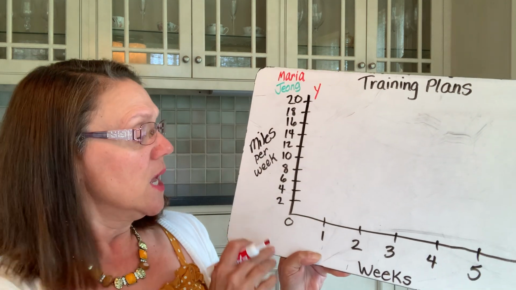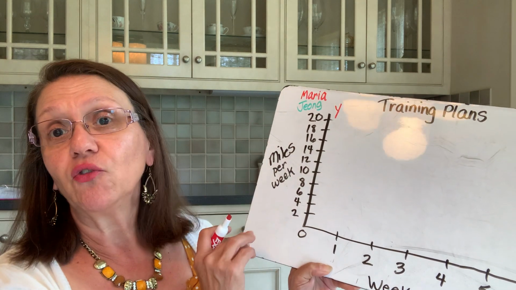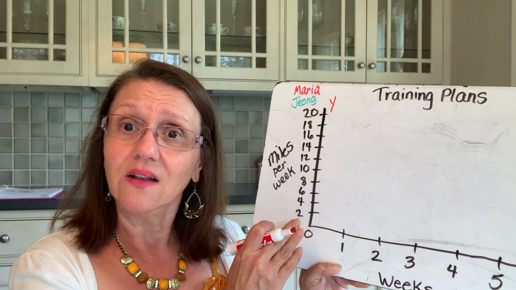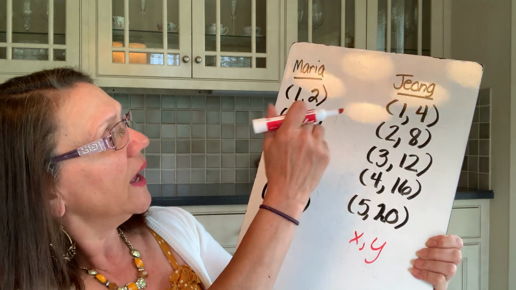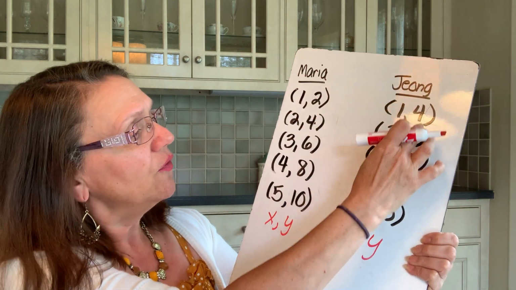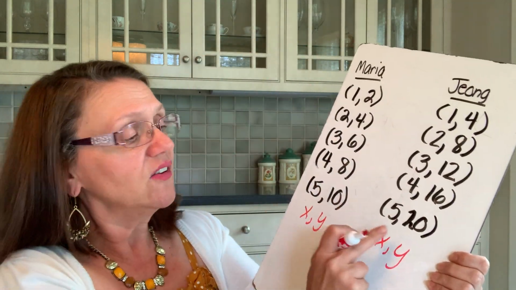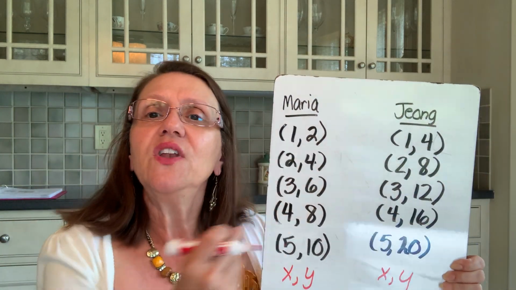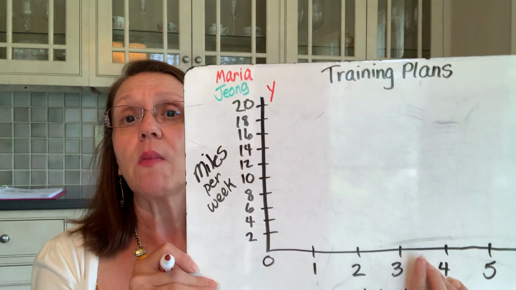That'd be good. For my y-axis, I'm going to graph the miles per week that each of these two people run. To decide what kind of scale, once again, I go to my data and I see we have 2, 4, 6, 8, 10, 4, 8, 12. So my lowest one is 2 and my highest one is 20. So my scale should go from 2 to 20. They're all even numbers, so it would be okay if I count by 2s. So that's where I came up with the scale for the miles per week along my y-axis.